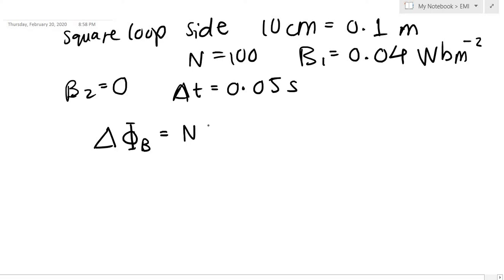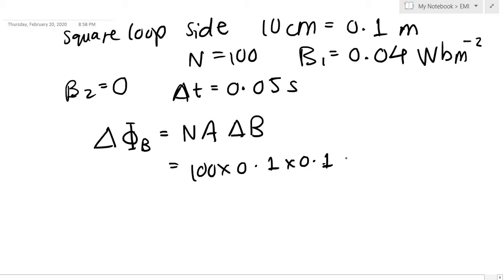N A and the change in the magnetic field, because we are writing that directly the change in magnetic flux. N and A are constants. So 100 times 0.1 into 0.1, because this was just the length, times, well, the change from 0.04 minus 0 is 0.04, and this turns out to be 0.04 Webers.